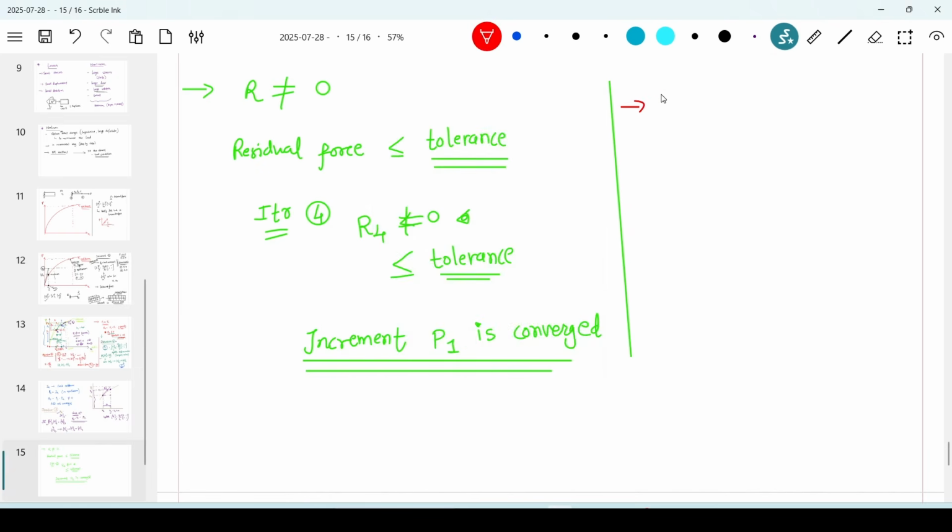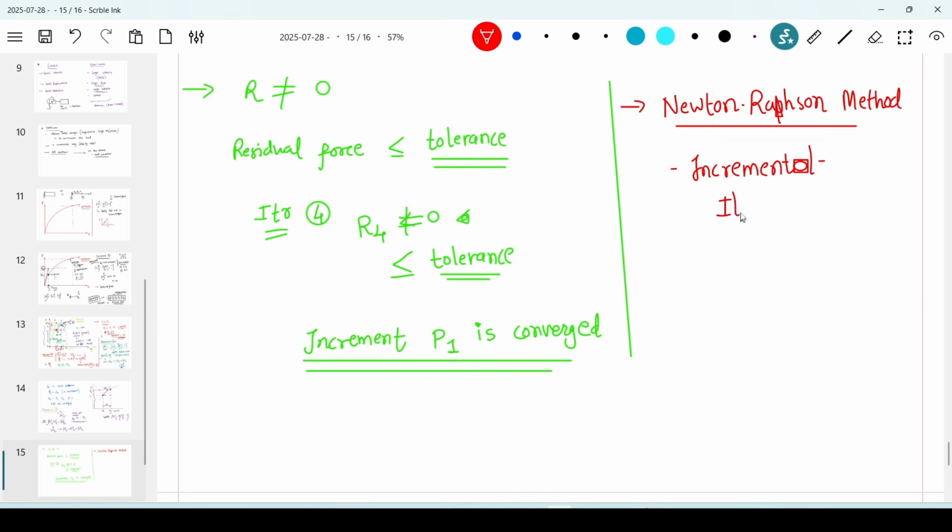So this Newton-Raphson method. When you go online, you will find the Newton-Raphson method in mathematical equations and all. They are a little difficult to understand, but with this it will be easy to understand. So the Newton-Raphson method is called an incremental iterative method. Let me summarize why incremental.